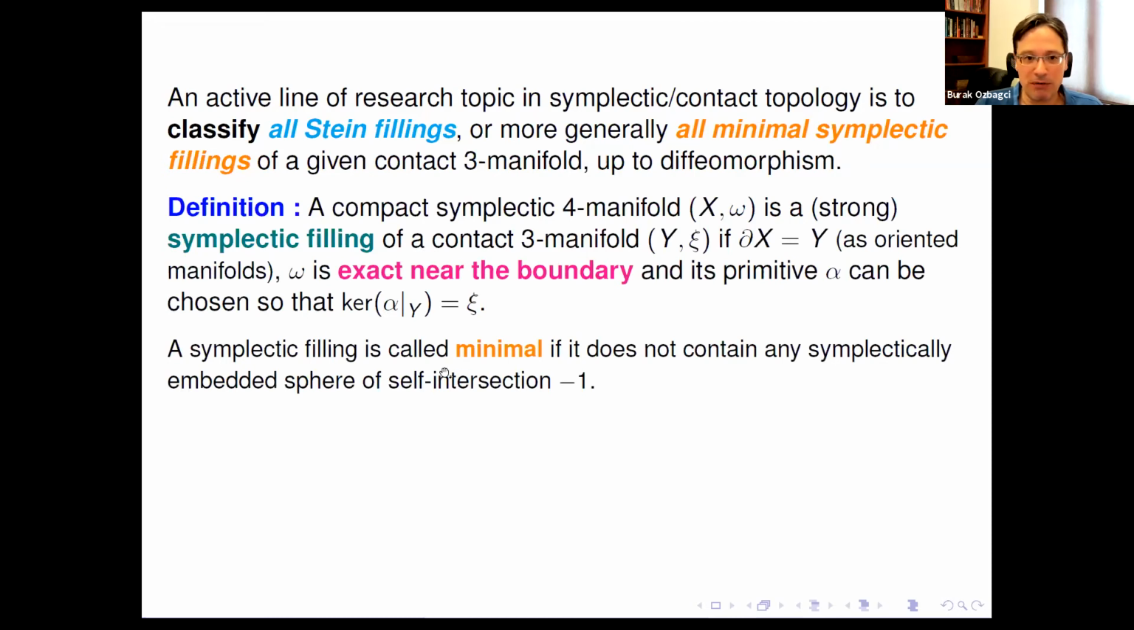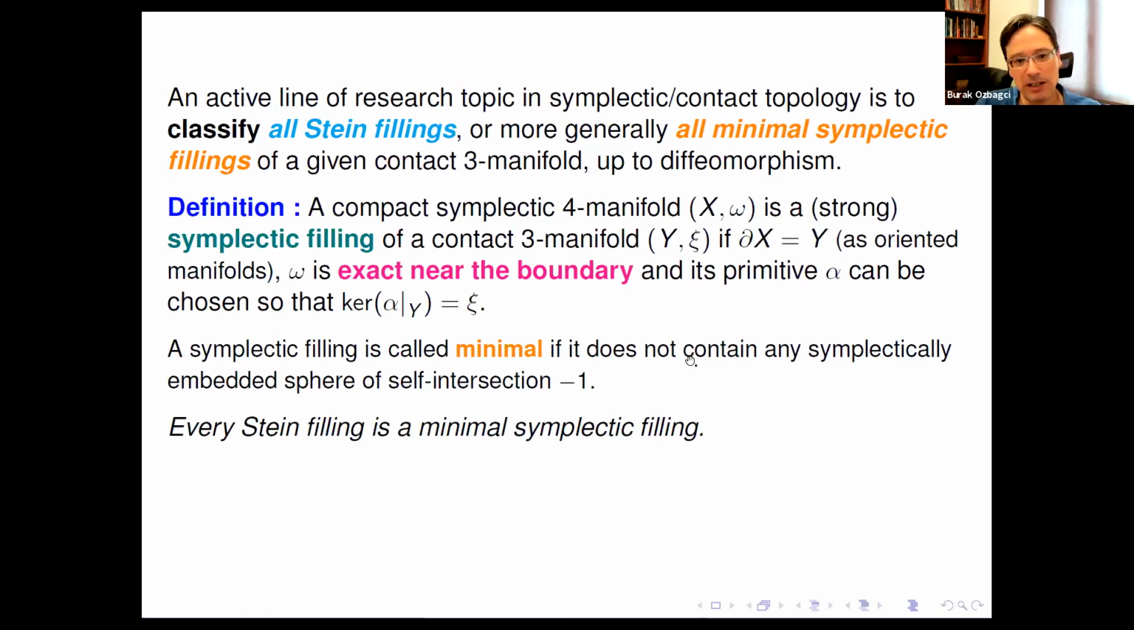I should also give the definition of minimality. A symplectic filling is called minimal if it does not contain any symplectically embedded sphere of self-intersection -1. And we would like to classify minimal symplectic fillings because you can always blow up a symplectic manifold to get another symplectic manifold, and there are infinitely many ways of doing that. Therefore, we would like to restrict our attention to minimal symplectic fillings. Every Stein filling is a minimal symplectic filling.